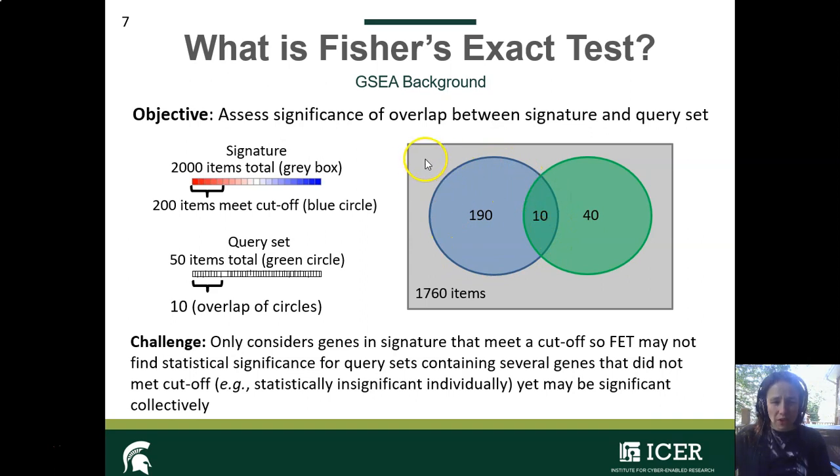It ignores the 1,760 other genes hanging in the gray box. And this is a challenge because some of the genes in that gray box might have been close to meeting that cutoff and become part of the blue circle, but they still have some sort of a biological relevance, and we don't want to miss them because of statistics.